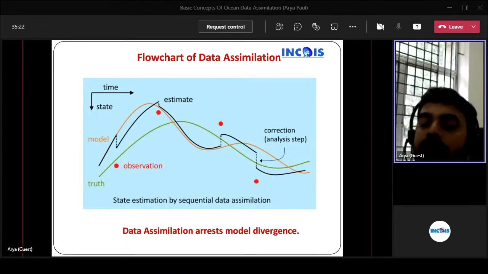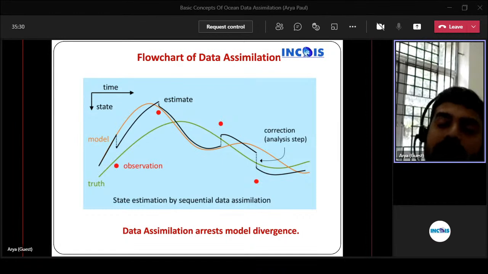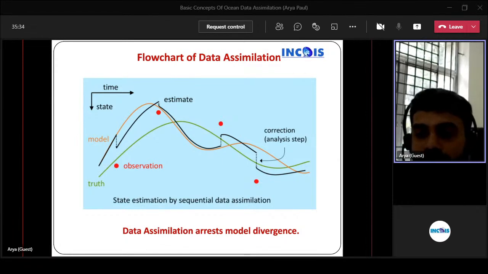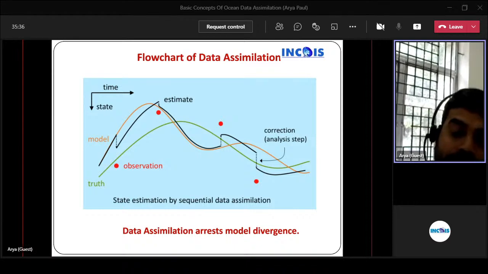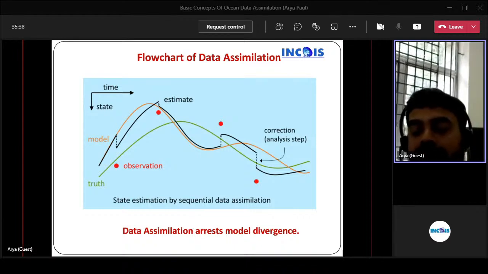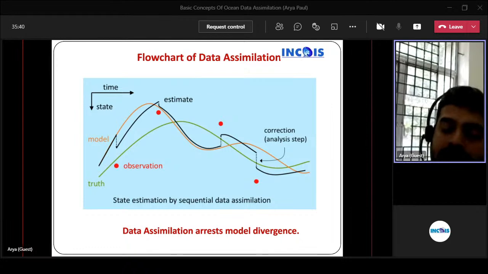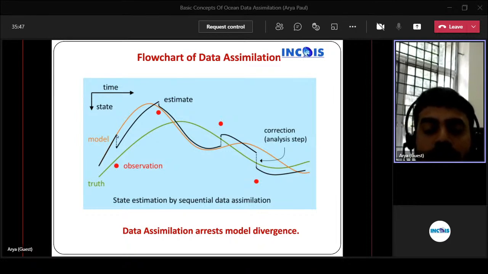But if you have observations, then using data assimilation, you can try to constrain the model from drifting away. You can bring it close to the truth. The black line shows the model dynamics when it starts. It moves according to the model dynamics.